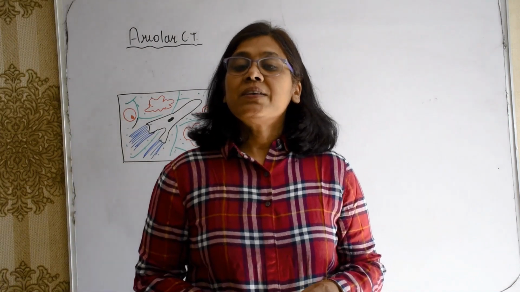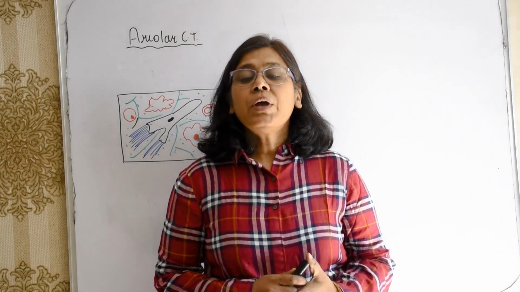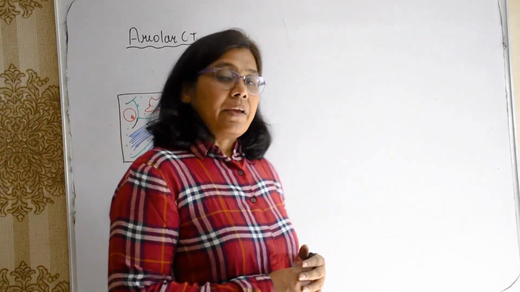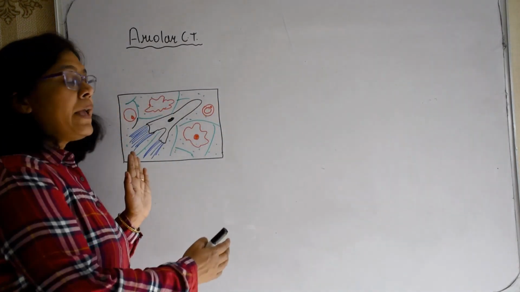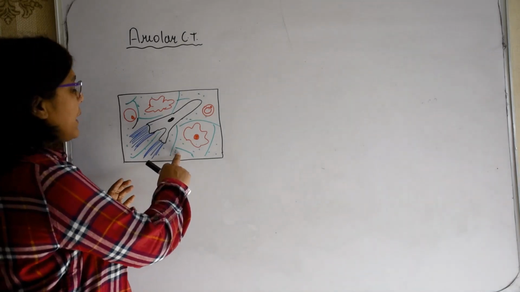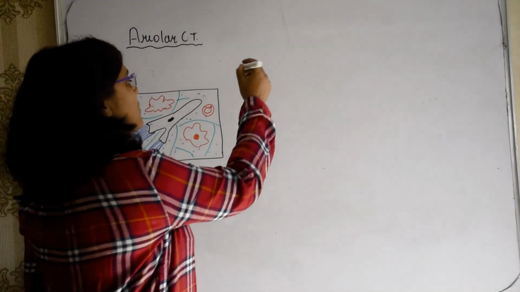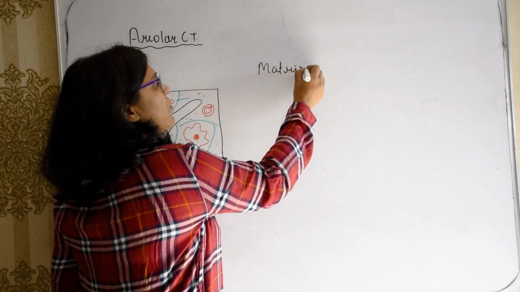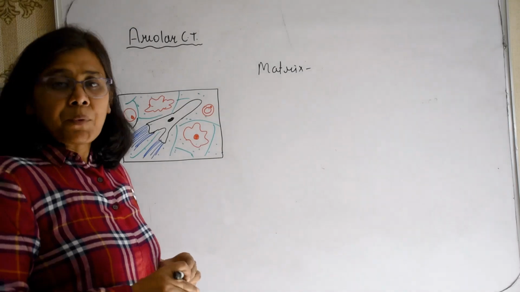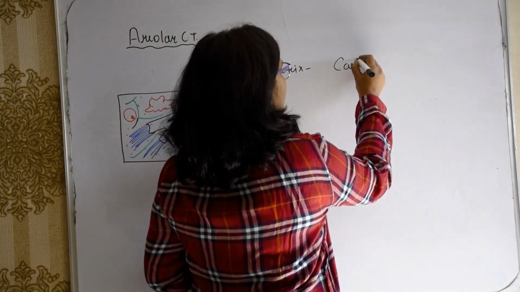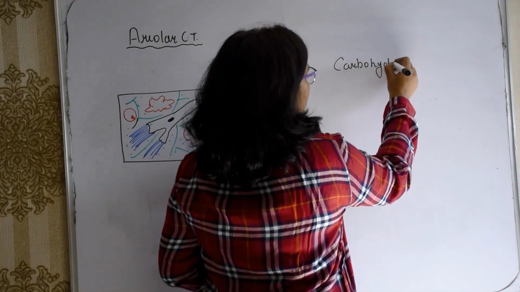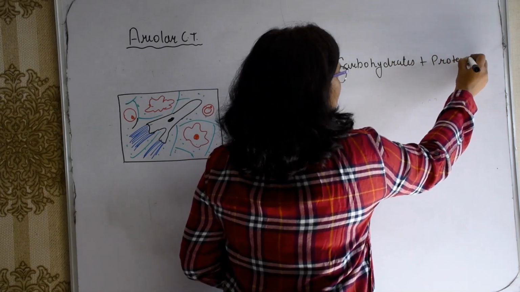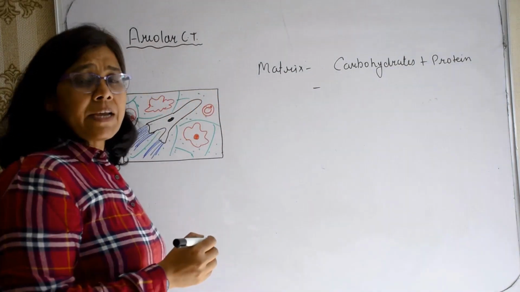Areolar connective tissue is a type of loose connective tissue. It is the most widely distributed tissue in the animal body. Here in the structure you can see the ground substance, which is also called matrix, which is made up of carbohydrates and proteins, and it occurs in the state of semi-liquid.